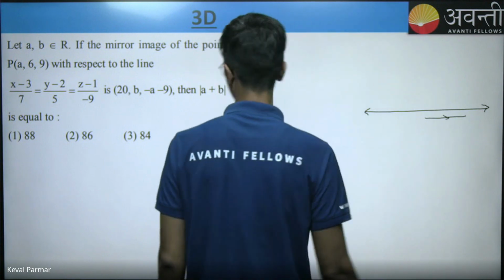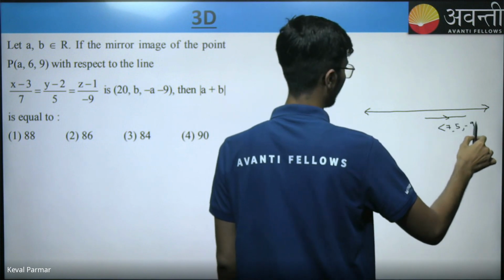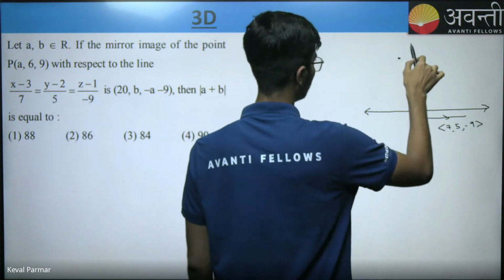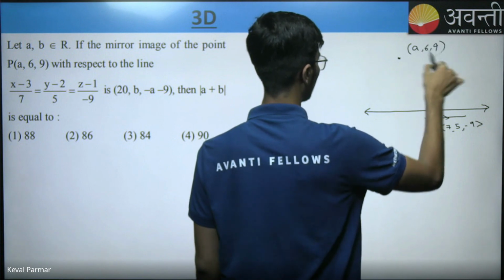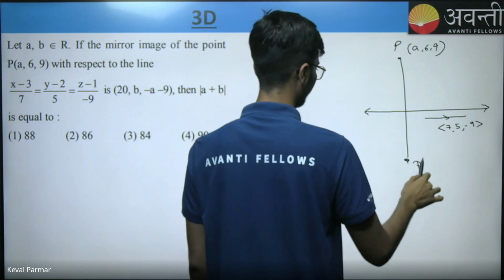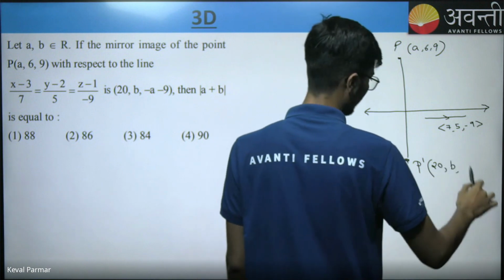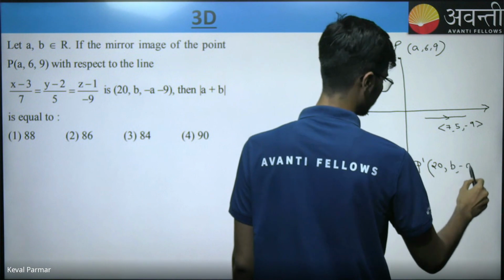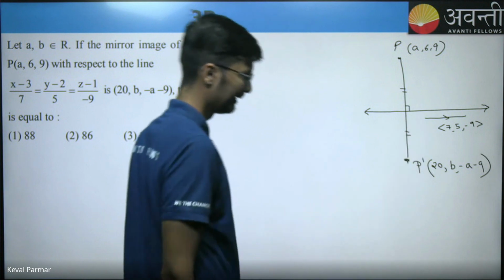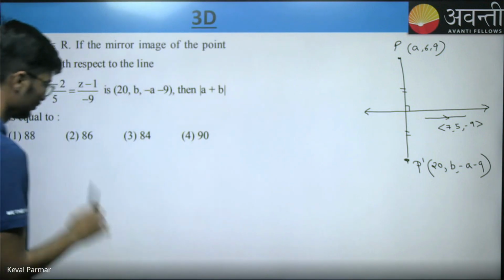This is the DRs, which is 7, 5, minus 9. Now it is saying that here there is a point which is P, A, 6, 9, whose mirror image is this point, let's say P dash, which is 20, B, minus A. Now see, this is a mirror image. That means this is perpendicular. So we can easily get the value of A and B by using the condition. What condition will we use, guys?